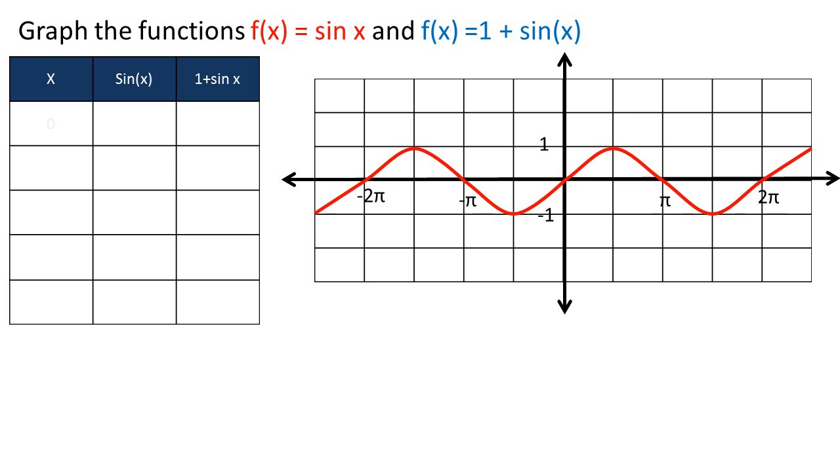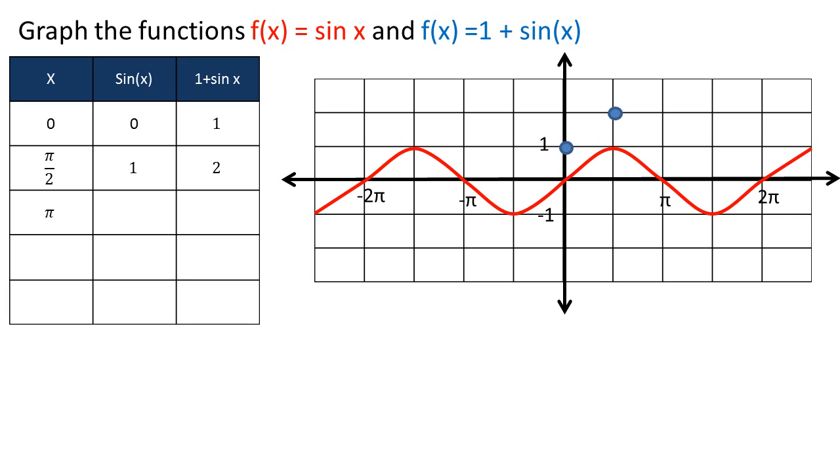So the first x we're going to plug in is 0. Sine of 0 is 0, as we can see on the graph, and 1 plus that is 1. So I put a dot at 0, 1, because those are the x and y coordinates. Then I plug in x is pi over 2, because we always use pi over 2. Sine of pi over 2 is 1, and 1 plus that is 2. So pi over 2, 2.